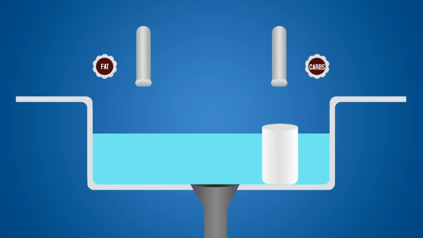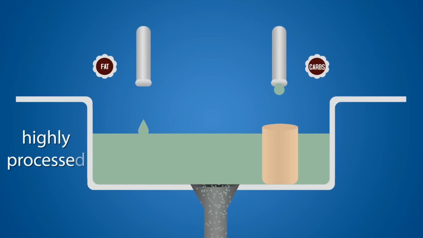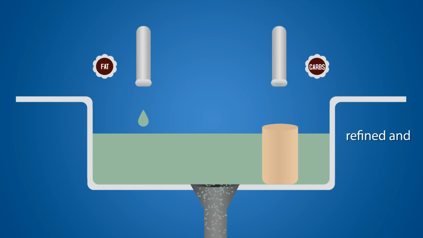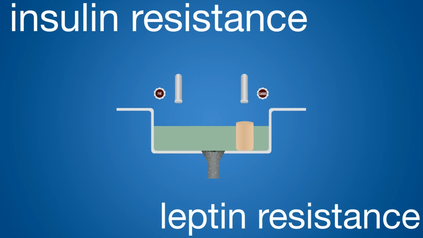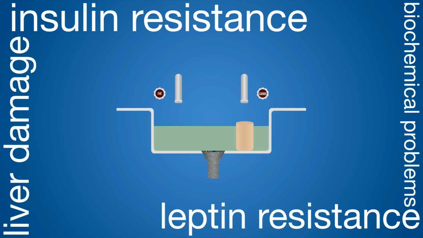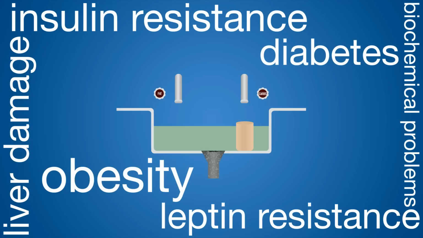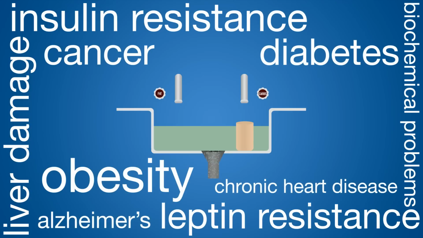As with any regular taps, they can accumulate limescale, which flows from the taps into the sink and drinking glass if treated badly, blocking up the plug hole, or, in reality, energy out from fat stores. In this case, the limescale coming from the taps represents biochemical damage through eating highly processed or fake foods, whether that be refined and sugary carbs or hydrogenated fat, which causes insulin resistance, leptin resistance, liver damage, and a multitude of other biochemical problems that contribute to people's bodies not working properly and developing obesity, diabetes, cancer, chronic heart disease, and even Alzheimer's, or a combination of all these called metabolic syndrome.